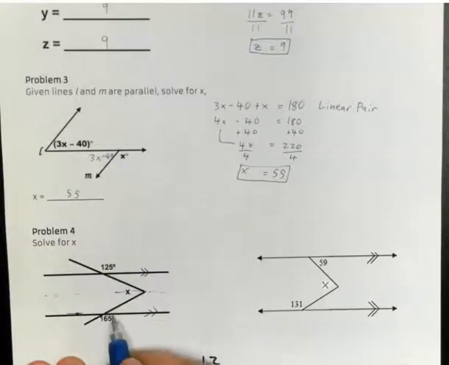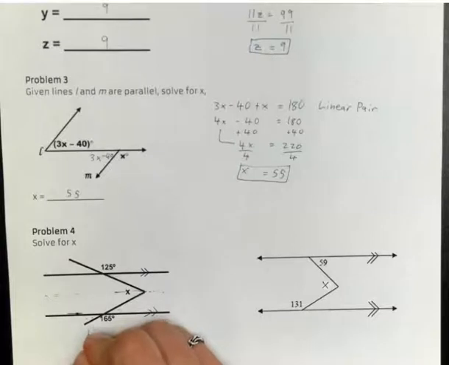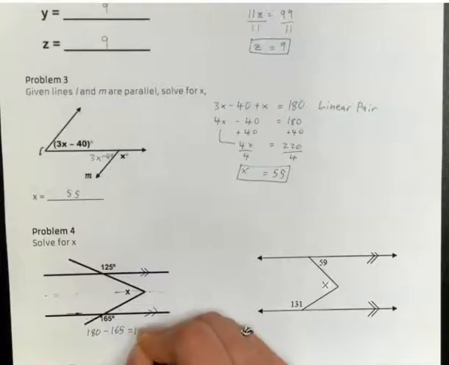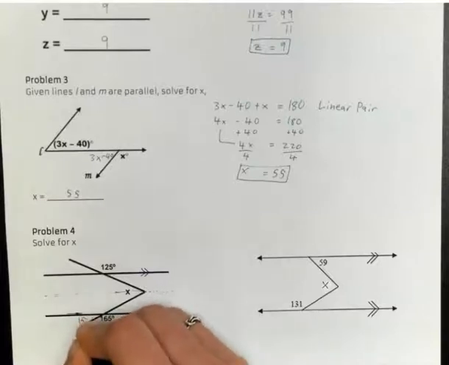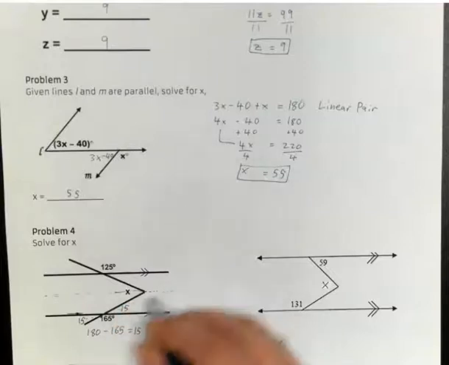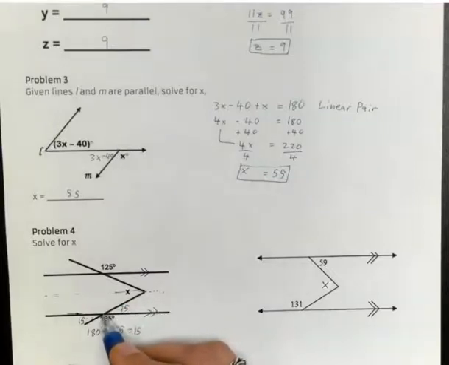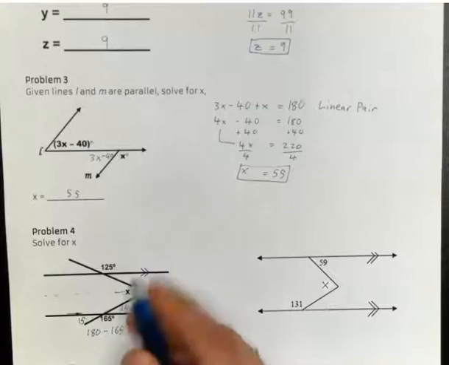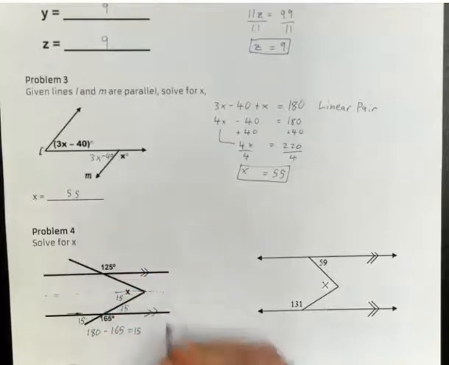So I see that these two are equal because of vertical angles. So this angle I've got to solve for. I'm going to do 180 minus 165, and I get 15. So that's 15 right here, 15 right here, and because of alternate interior angles, that means it's 15 right here as well. Okay, that's part of the x.